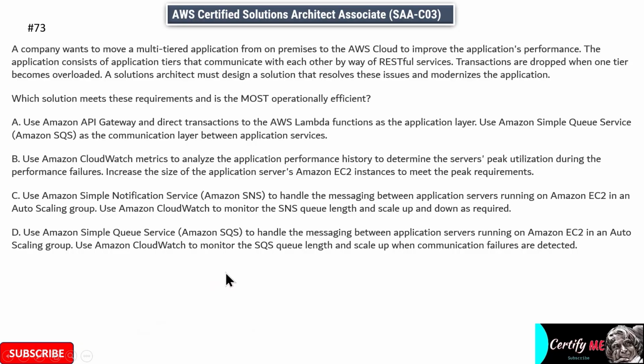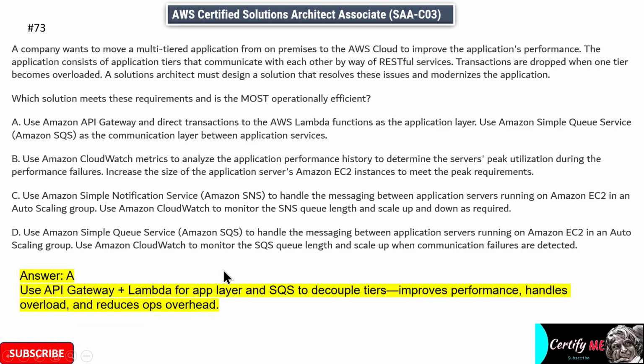The correct answer is option A. Use Amazon API Gateway and direct transactions to the AWS Lambda functions as the application layer. Use Amazon Simple Queue Service as the communication layer between application services. Use API Gateway plus Lambda for the app layer and SQS to decouple tiers. Improves performance, handles overload, and reduces ops overhead.